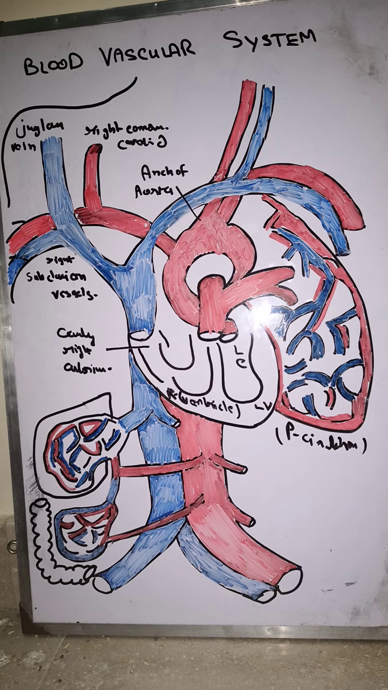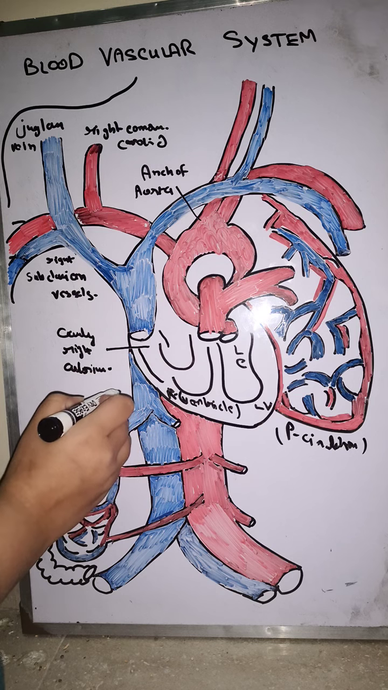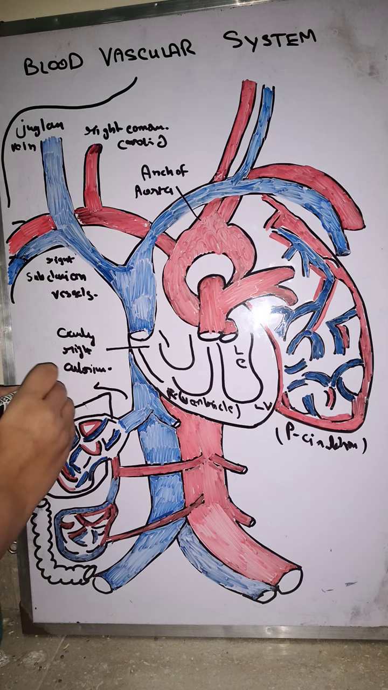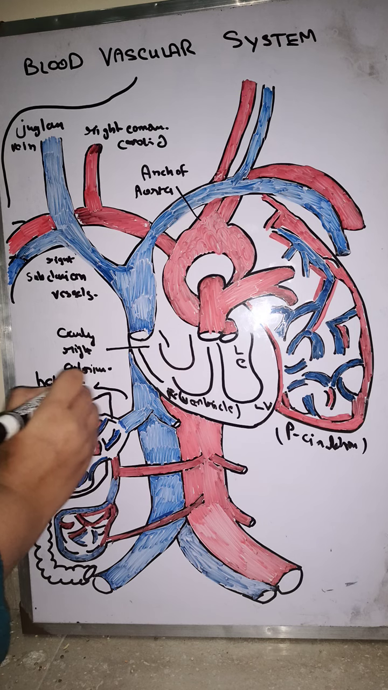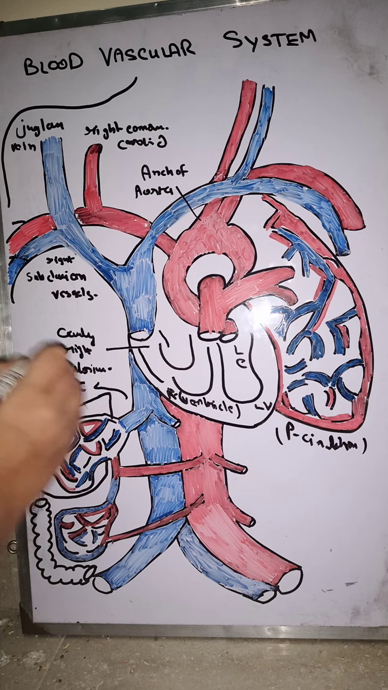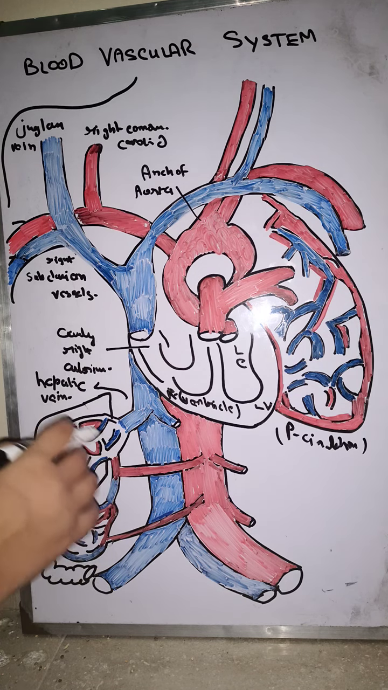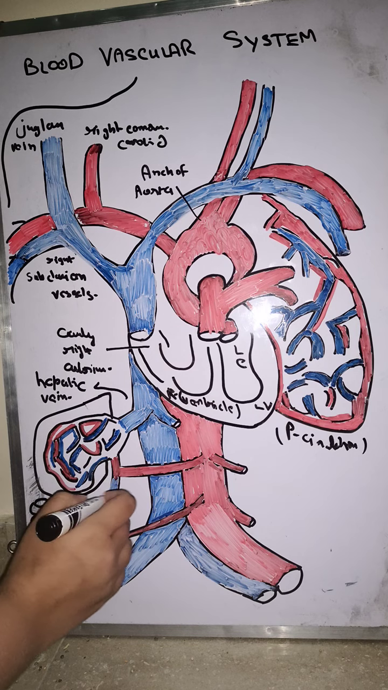These portions have specific valves which control the blood flow coming from the body and going towards the lungs. So this is the basic mechanism. This is the hepatic vein, because it goes into the liver. This is the liver, and the vein coming outside is the portal vein.